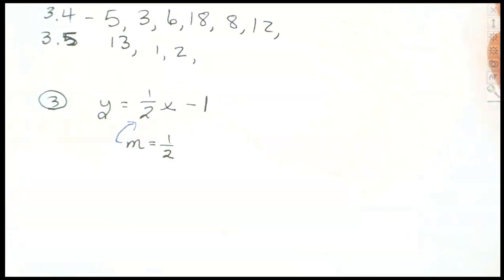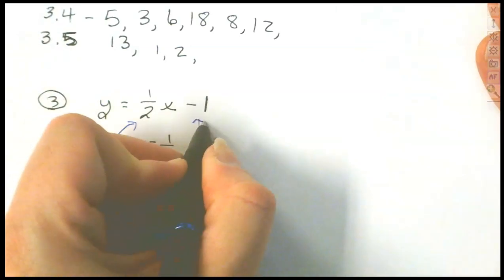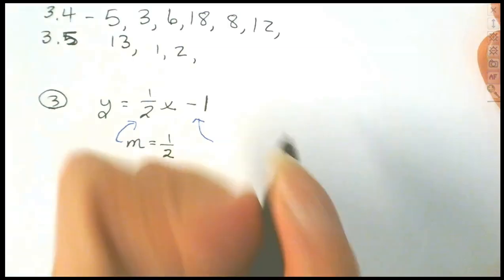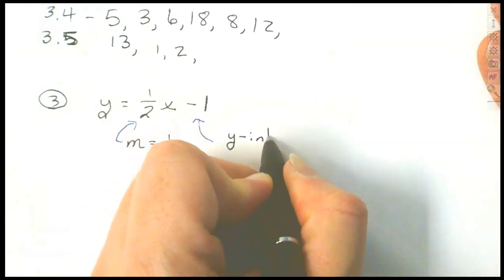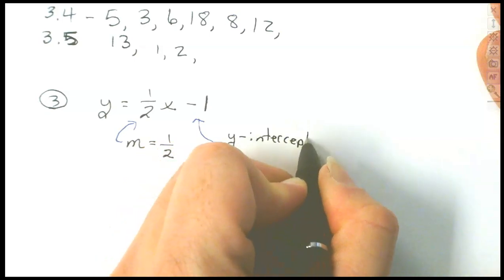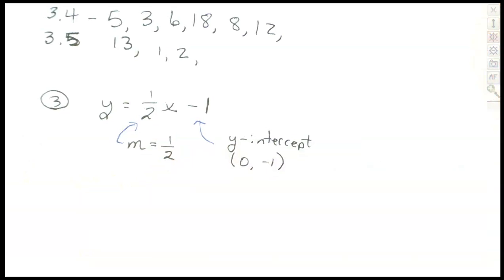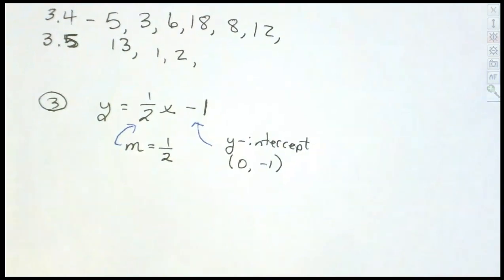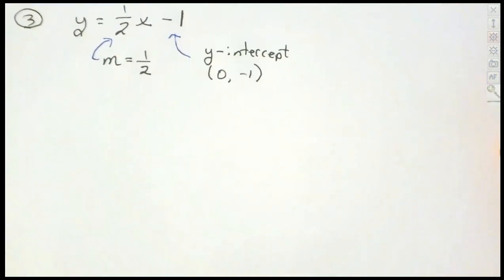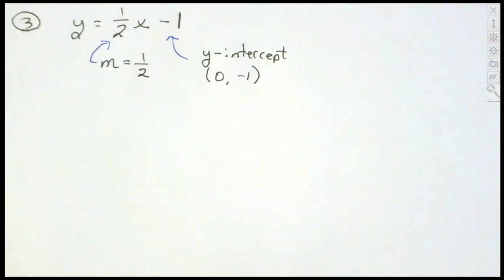That's our slope, m. And what about this -1? What do we do with that -1? Well, that -1, that makes your y-intercept. And as an ordered pair, that would be 0, -1. So 0, -1. Now what do we have? Well, now we have what we need to graph this line, because we have a point, our y-intercept, and we have our slope.